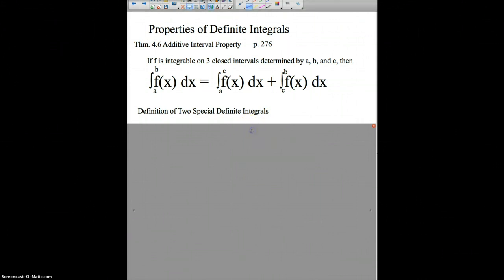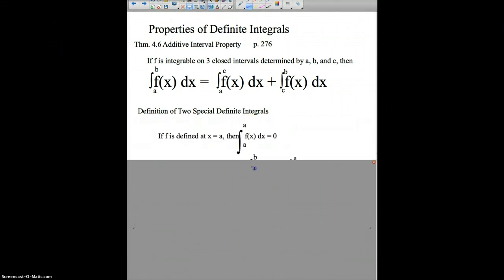There's a definition of two special definite integrals. If we have an integral from A to A, think about what that means. If you're trying to find the area under a curve from A to A, so here's a function, here's the curve, here's A, and I want to find the area from A to A, so really to itself, there's no area there. From one x value to another, if the x value is the same, there's no area. It's just that line, so that area would be 0.